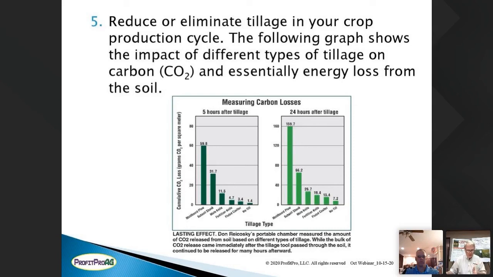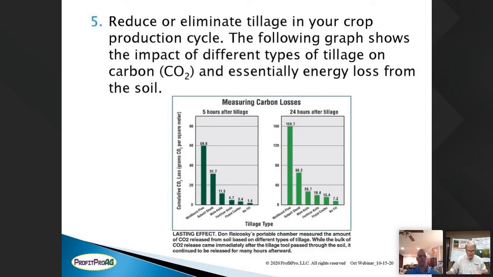So the one on the left shows 5 hours after these different tillage operations. You probably can't read that at the bottom, so I'm going to explain it to you. We're measuring carbon release, and the higher the bar, the more carbon release. The first bar at 5 hours is moldboard plowing. Second is subsurface shank, then mole knife, fertilizer knife, fluted coulter, in other words only surface tillage, and then no-till.